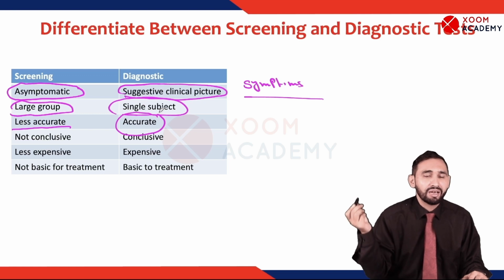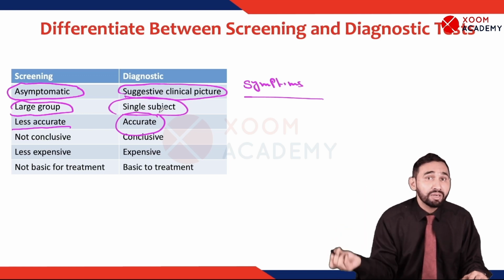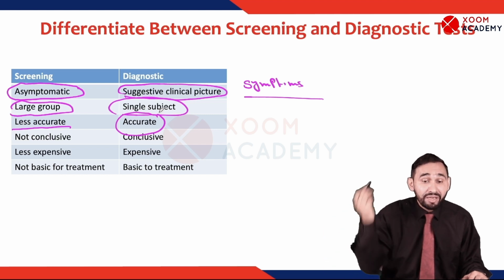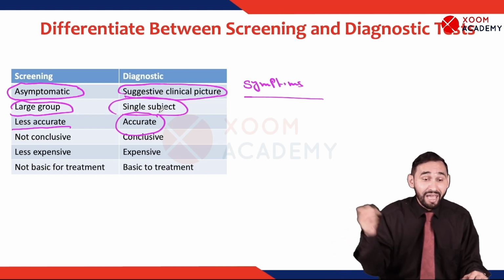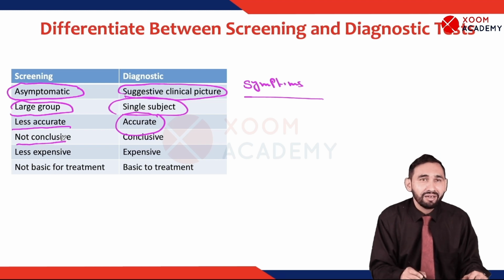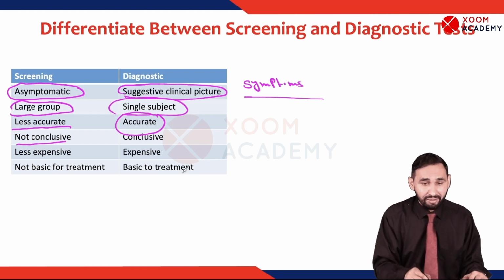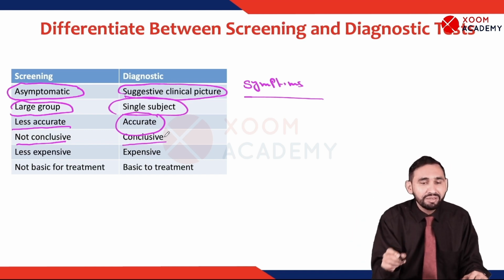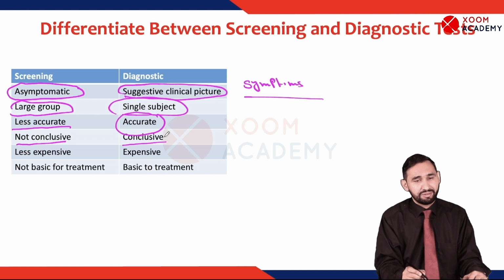Physicians and clinicians take time to diagnose. They take a proper history. They do a proper examination. They do proper investigations. So diagnostic tests are accurate. Screening tests are not conclusive. They give an idea, they give a direction, and diagnostic tests are conclusive. They conclude that the person is suffering from the disease or he is not suffering from the disease.